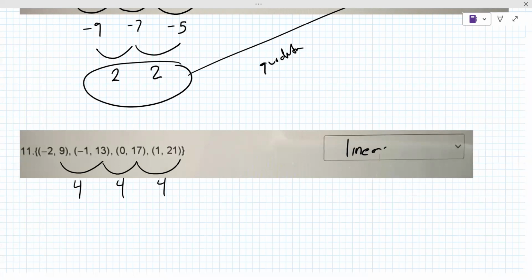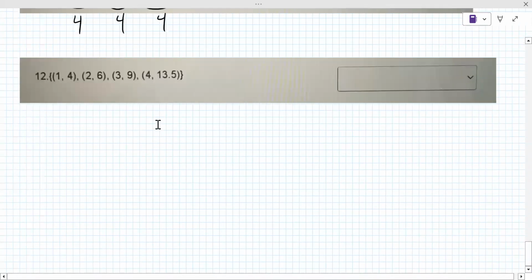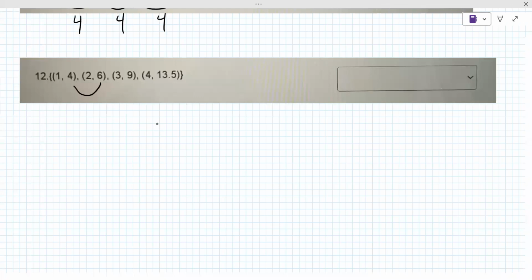All right. So we'll look at number 12 together here. The first difference is 2. 6 minus 4 is 2. 9 minus 6 is 3. And 13.5 minus 9 is 4.5. I think you can pretty quickly see that these are not the same.